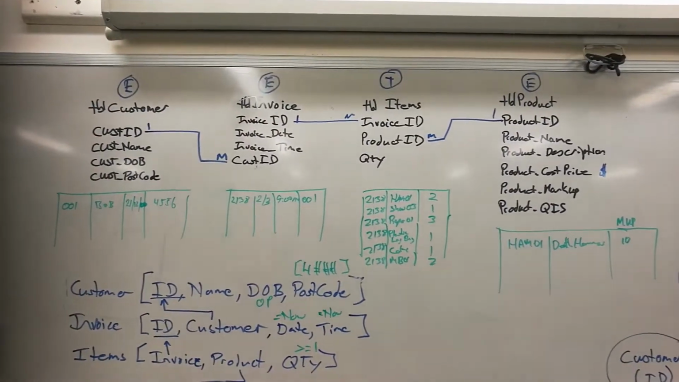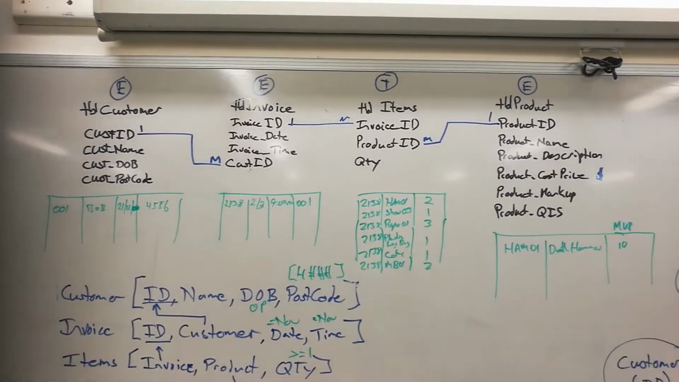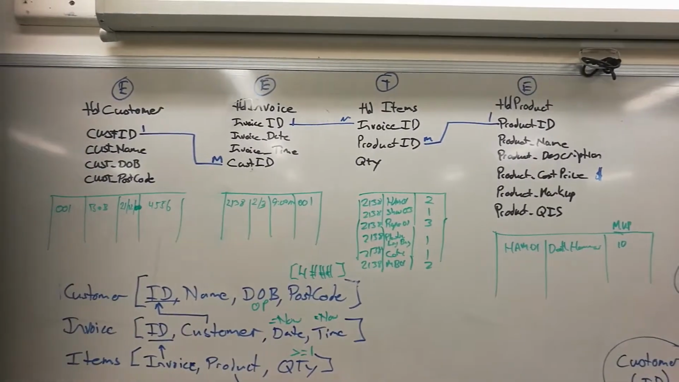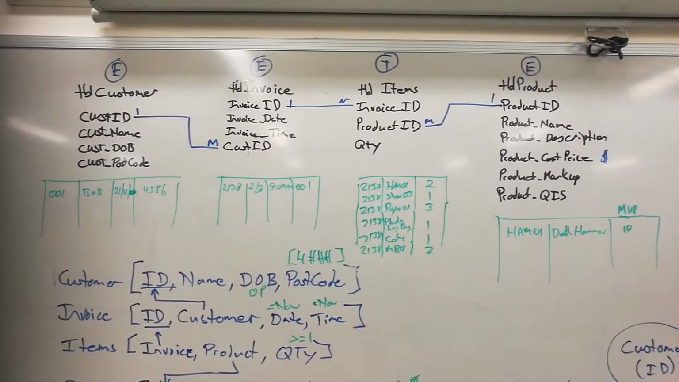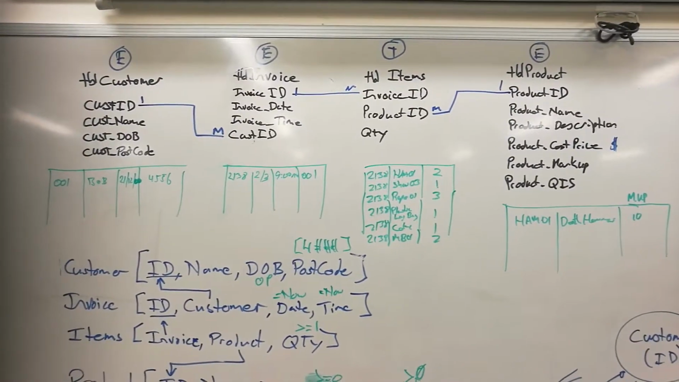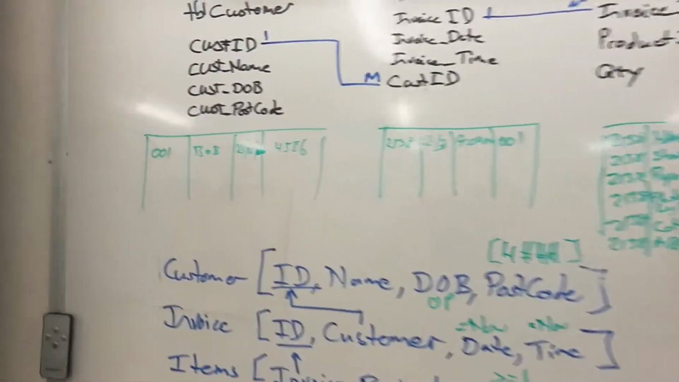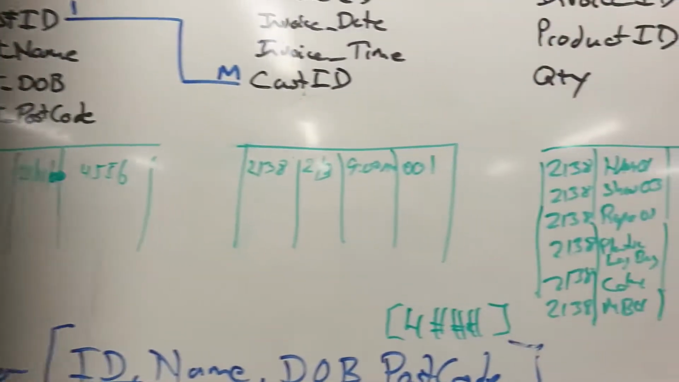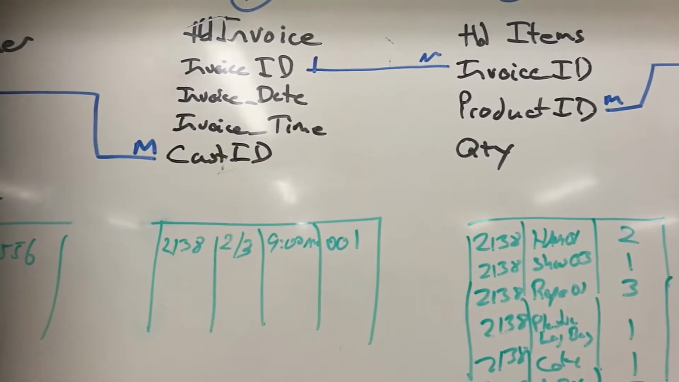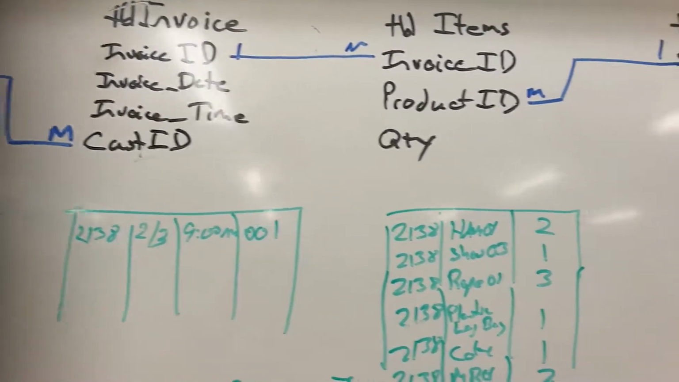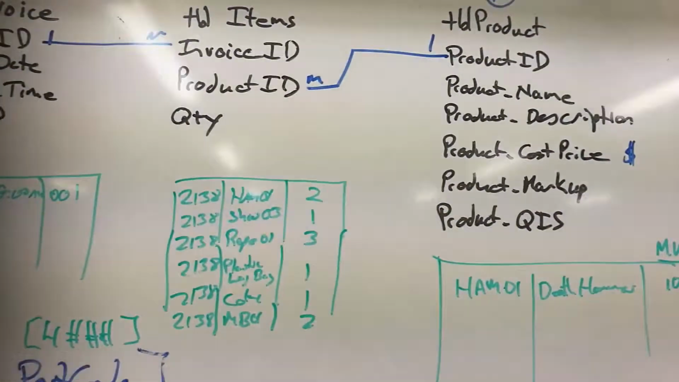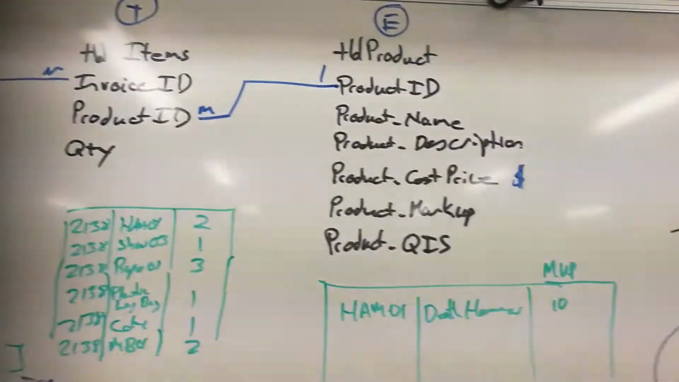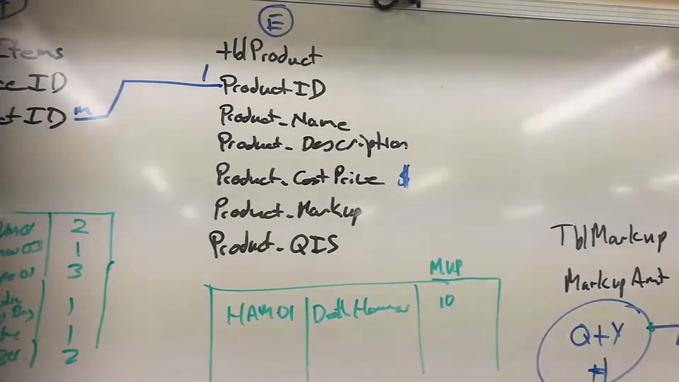So this is a structure of a buy-sell database showing the tables, the fields, and their relationships. In green you can see the data in the table and how they link together, starting with the customer ID. The customer ID can have an invoice. That invoice can have multiple products in the transaction table, and a product needs an ID and information.